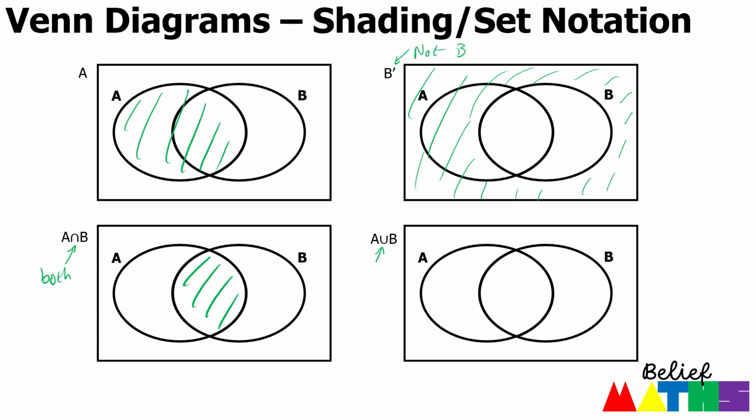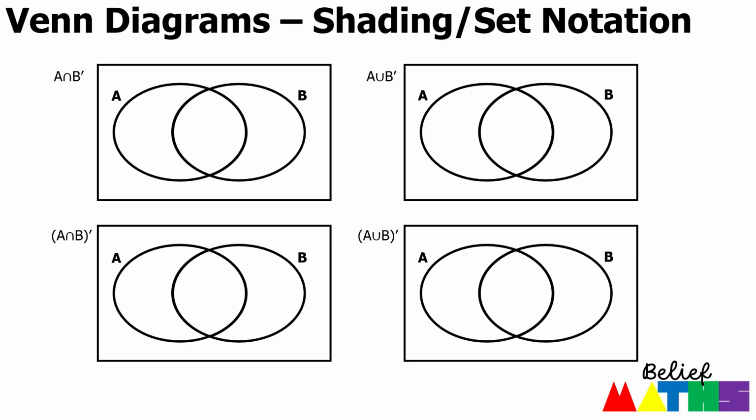This one, the U, is union, but means either or both, so it's in any of the circles. So it's all the way through there. And it's just about knowing how to read those. Now we can take this one step further.